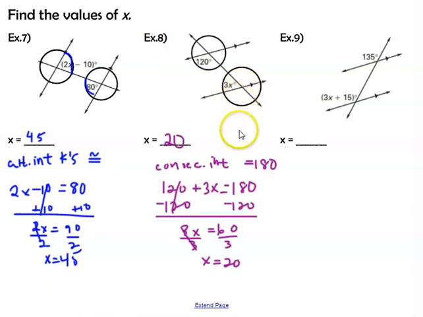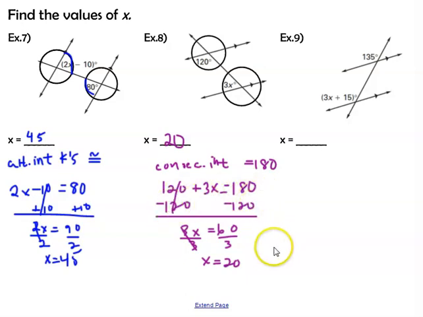Now when you work out example 8, hopefully you recognize that angle 120 and the one labeled 3x, those are consecutive interior angles. They're on the same side of the transversal and they're inside the two lines. And remember, consecutive interior angles are supplementary. So this time you have to take 120 plus 3x equals 180.